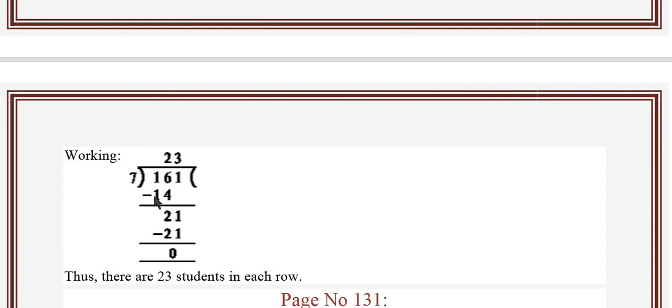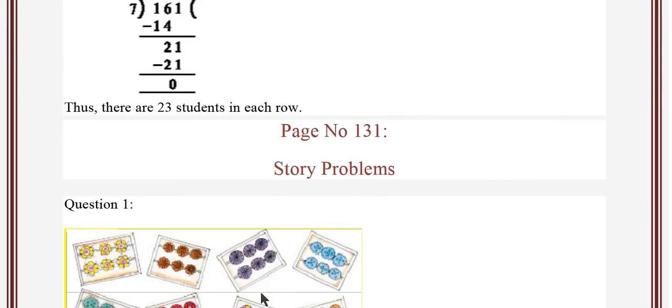Here 7 twos are 14. 1 minus 1 0. 6 minus 4 2. And we keep here 1. 21. 7 threes are 21. So we get there are 23 students in each row.